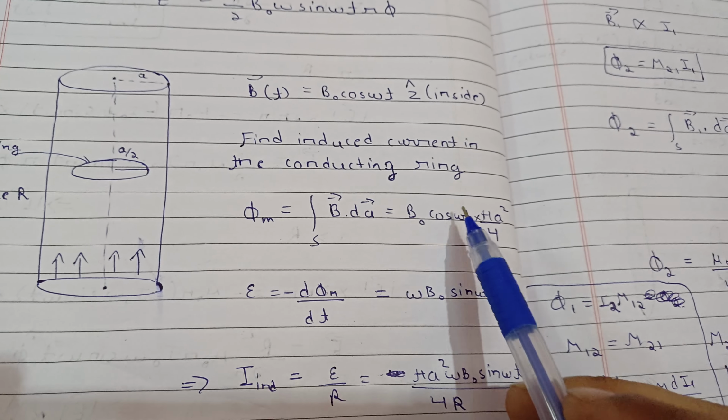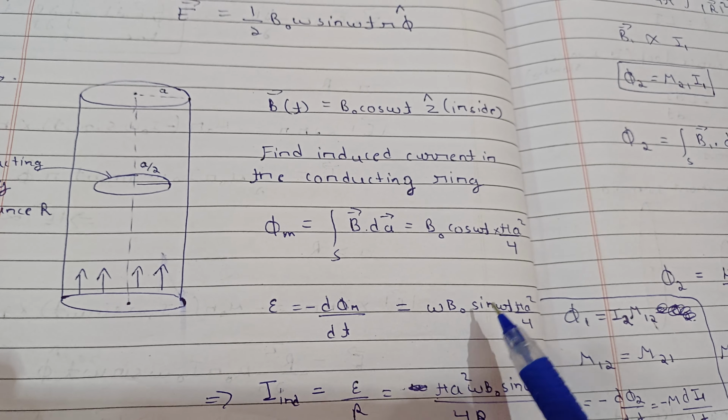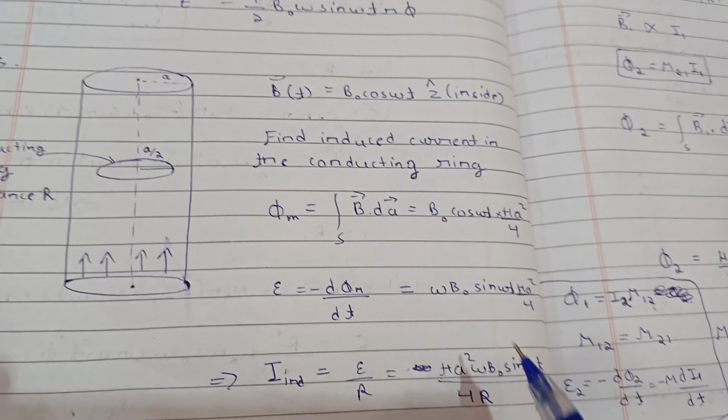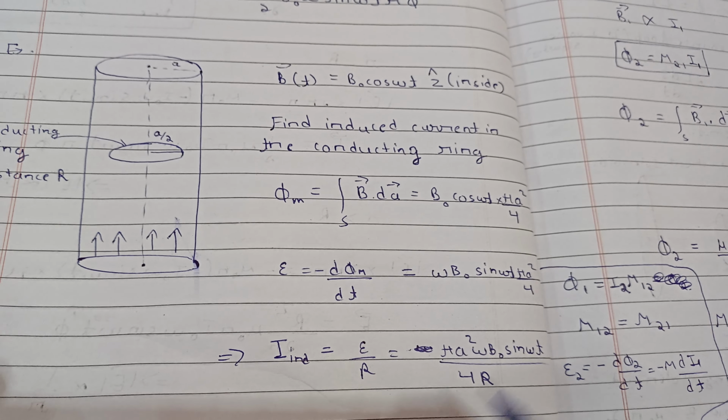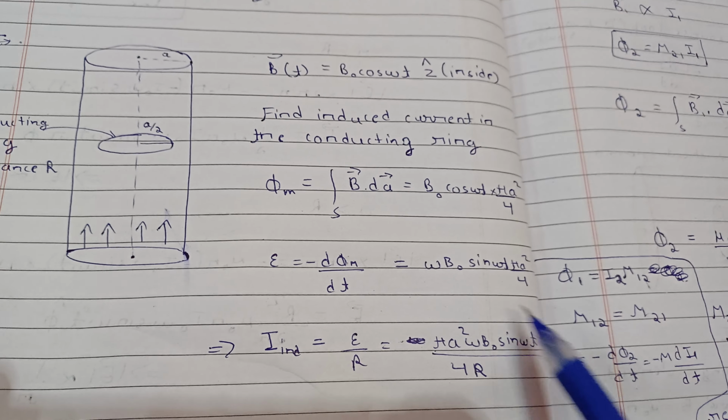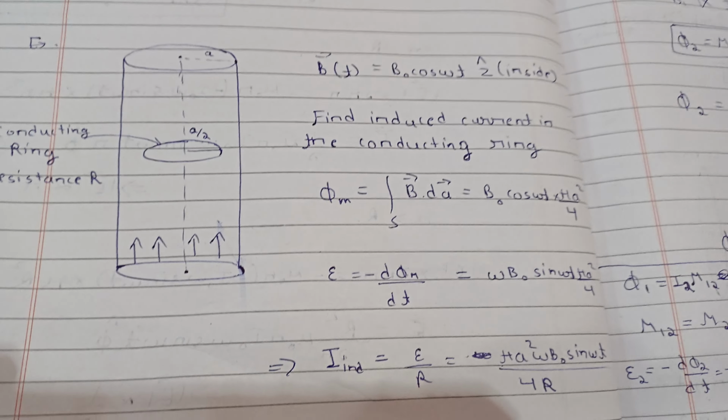It will give you cos omega t, will give you minus sin omega t, minus will become plus, and it will remain the same, others are constant. From here you have EMF. Now our current is nothing but potential divided by resistance, so it is this divided by resistance. So this will be your current induced in the conducting ring.